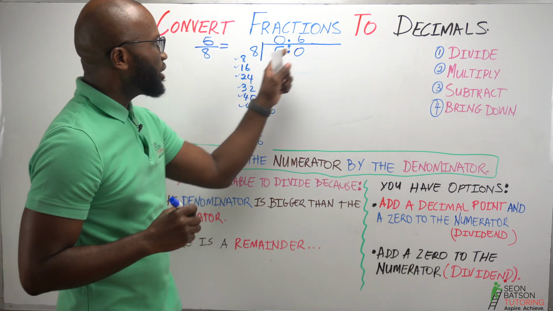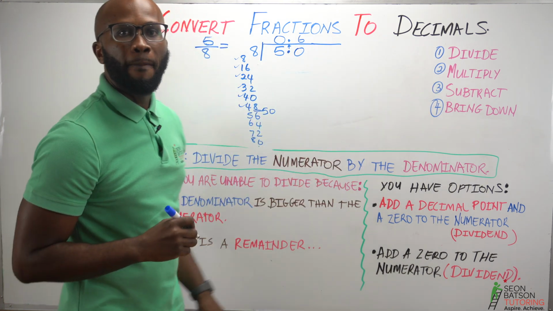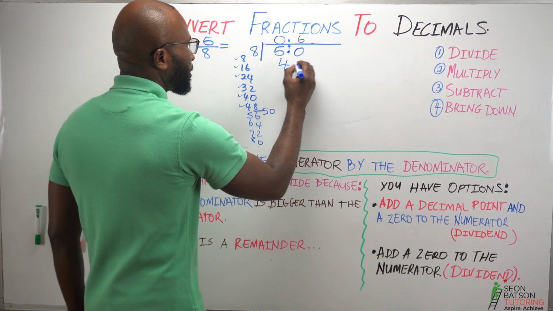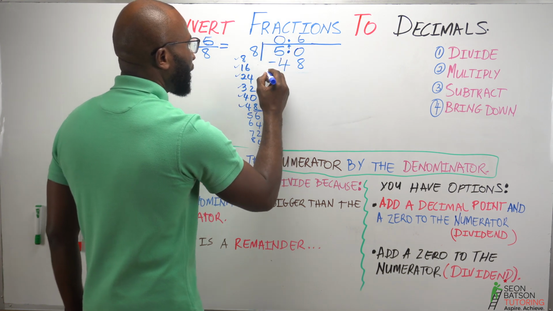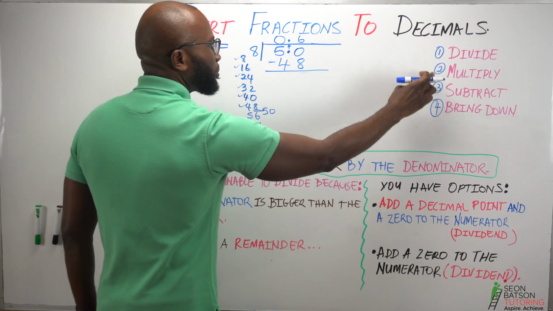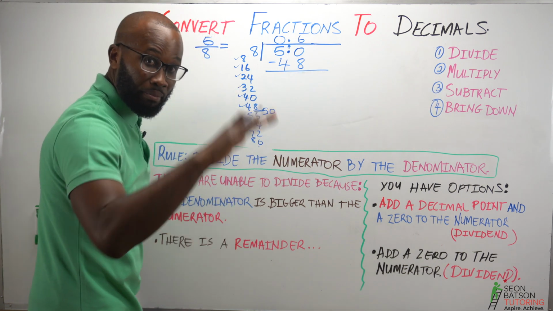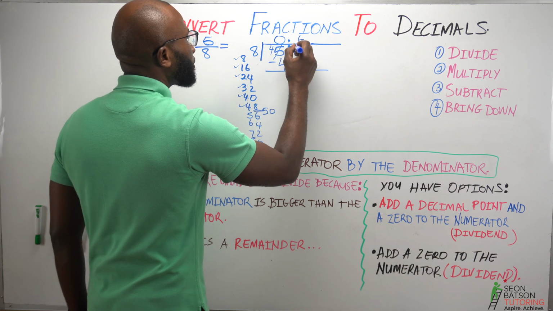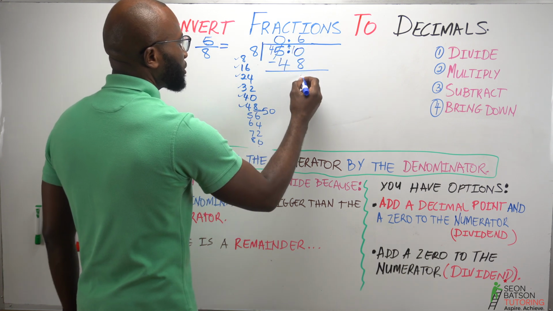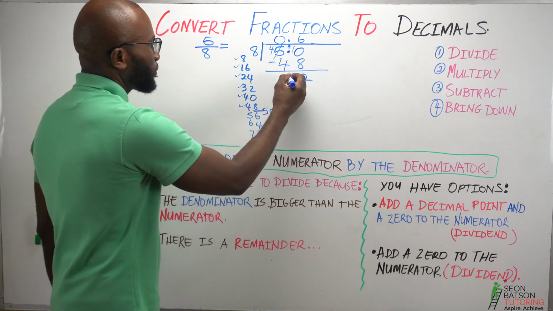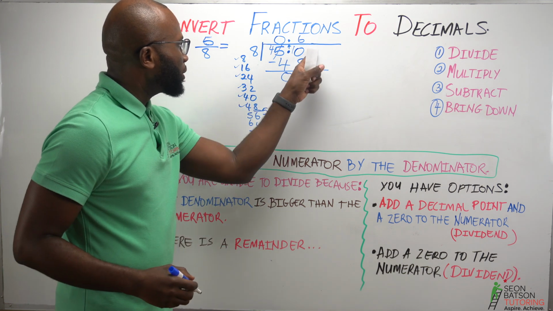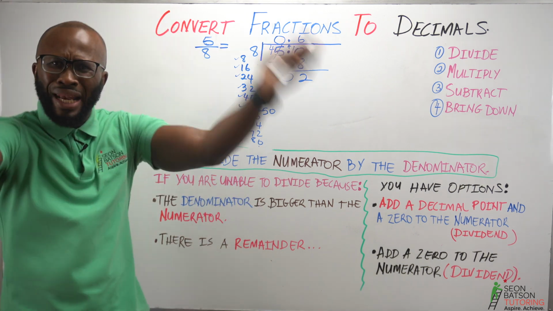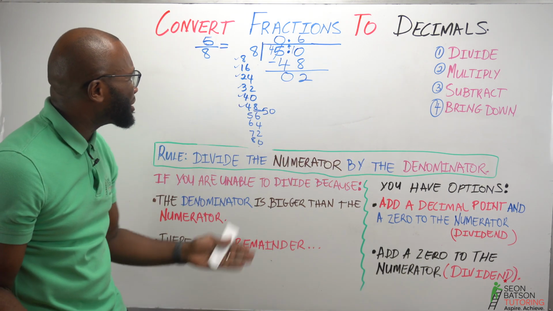All right, after we divide, we are going to multiply. 8 times 6 is 48. We subtract. After you multiply, you subtract. Go step by step. I'm going to regroup here. 10 take 8 will give us 2. We have no more numbers to bring down, so this 2 is a remainder. Uh-oh. What happened? We cannot divide because there was a remainder.